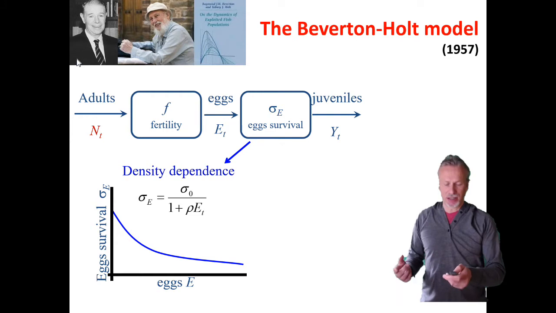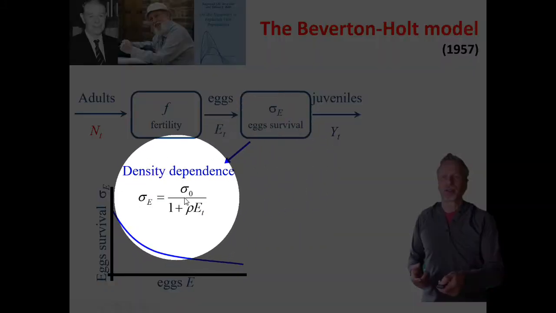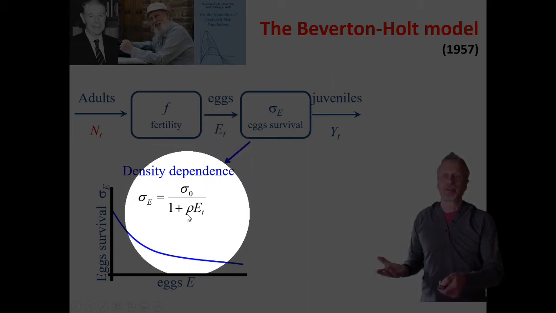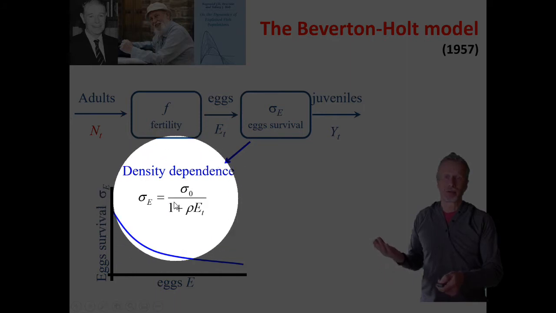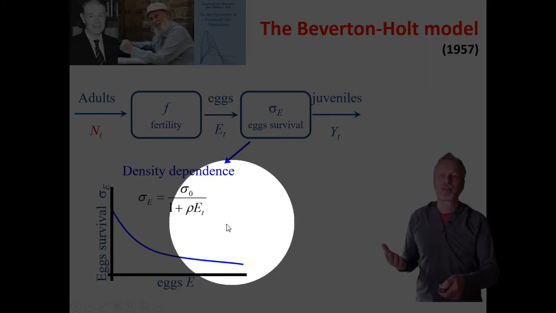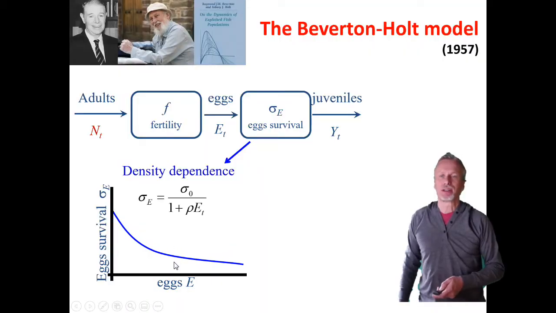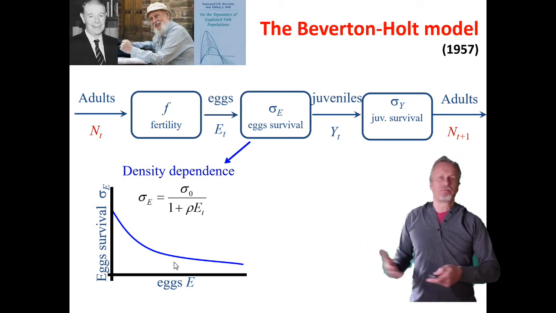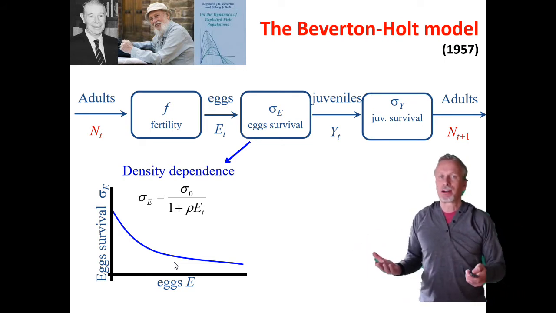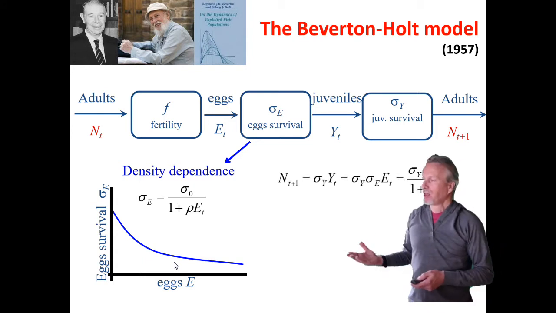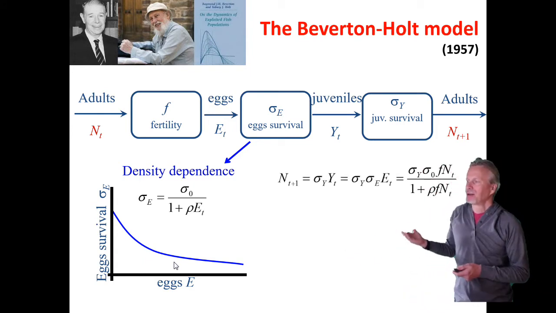And thus it is described by this function here, where sigma_0 is the egg survival to juvenile at really low density of eggs, and the term in the denominator describes how quickly survival drops when E increases. And then there is a constant survival term, sigma_Y, from juvenile to adults. Therefore, this is how the model is described.